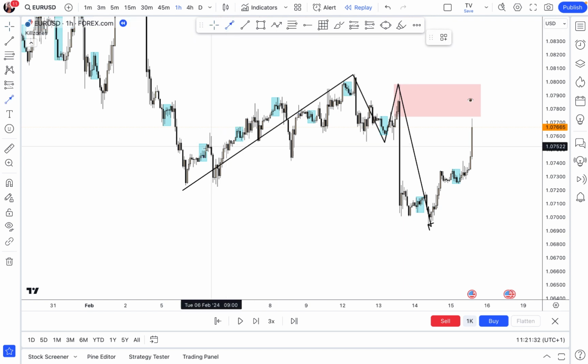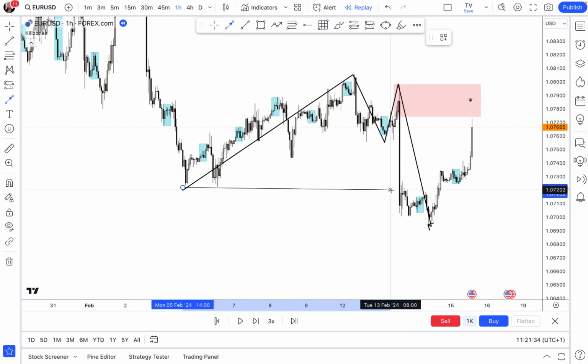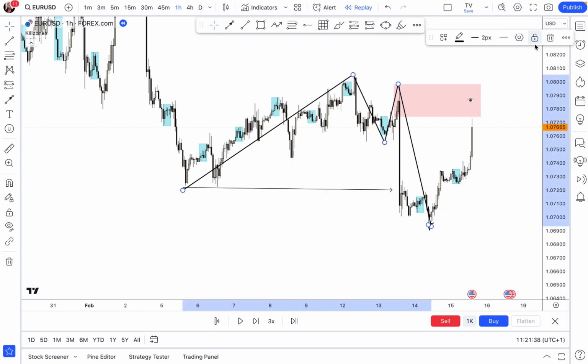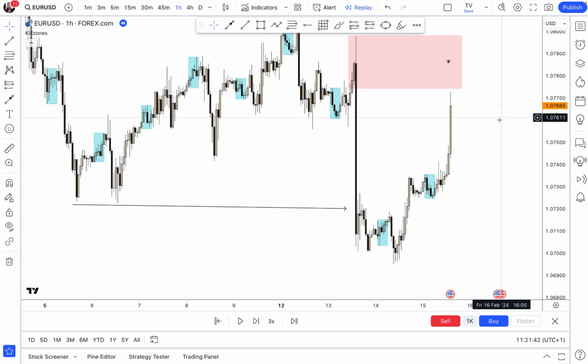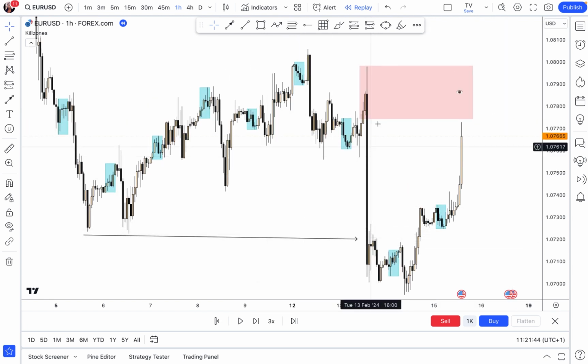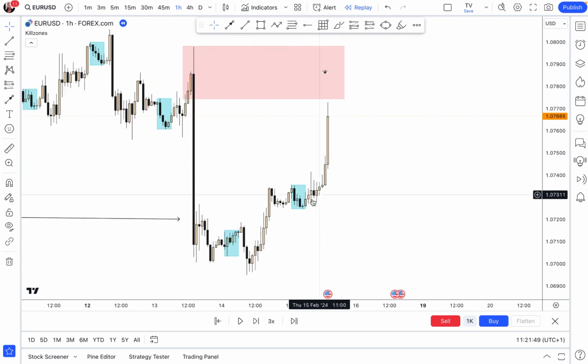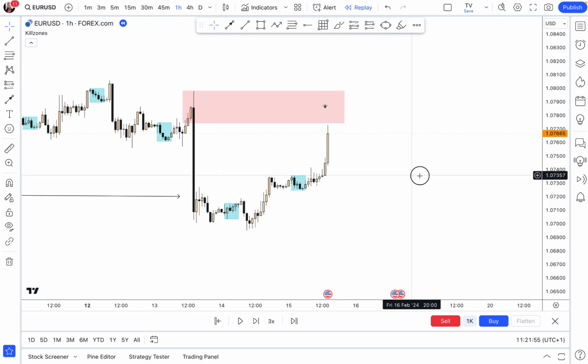So looking at the structure, you realize that market has now broken below this low that we have right here. So marking out this supply zone is actually valid because this zone was responsible for this break of structure. Okay, and now price is returning back into this unmitigated supply zone.